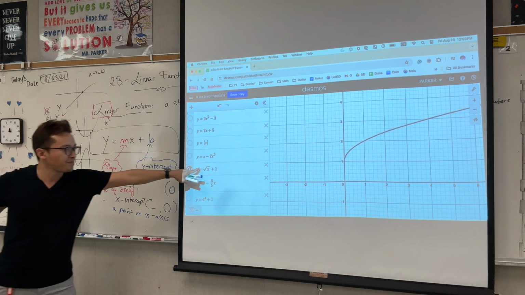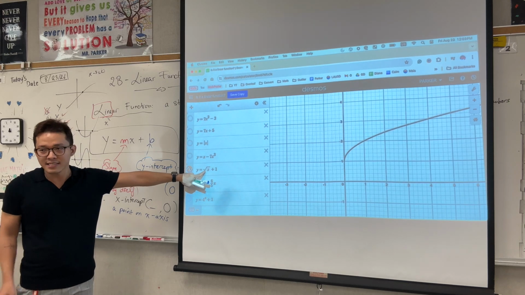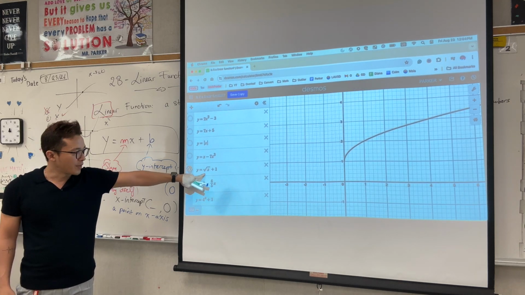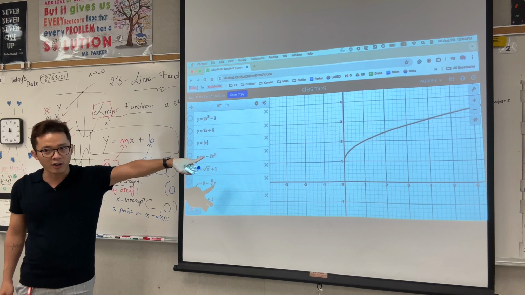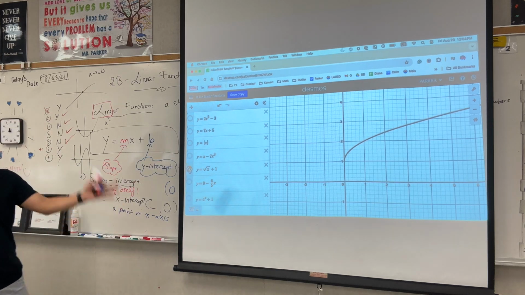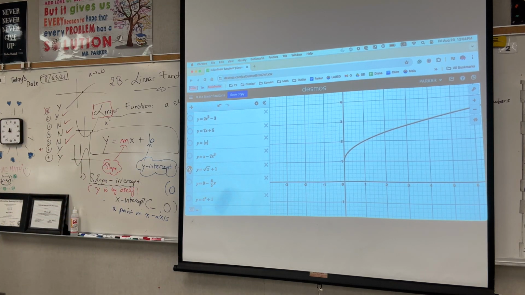This is something fancy like this. This is not linear, okay? Because of the square root. Later on we're going to learn about this, rational functions, I think next semester, so don't worry about it. Alright, good job. Group 6, is it linear? Does anyone disagree with group 6?